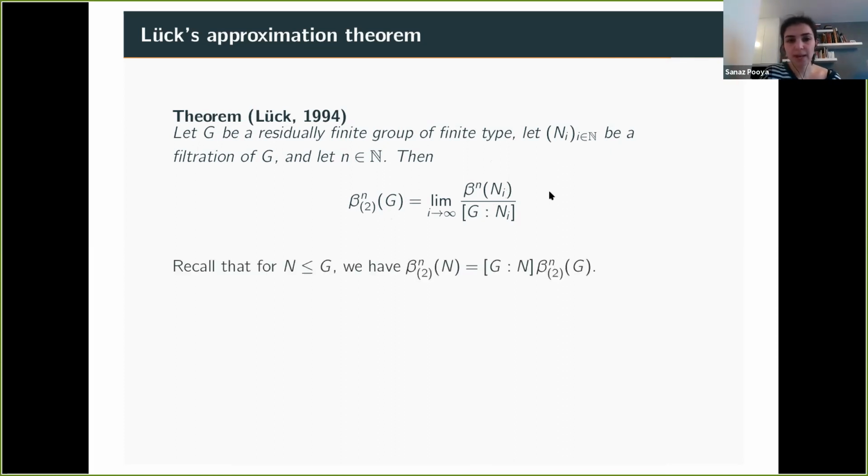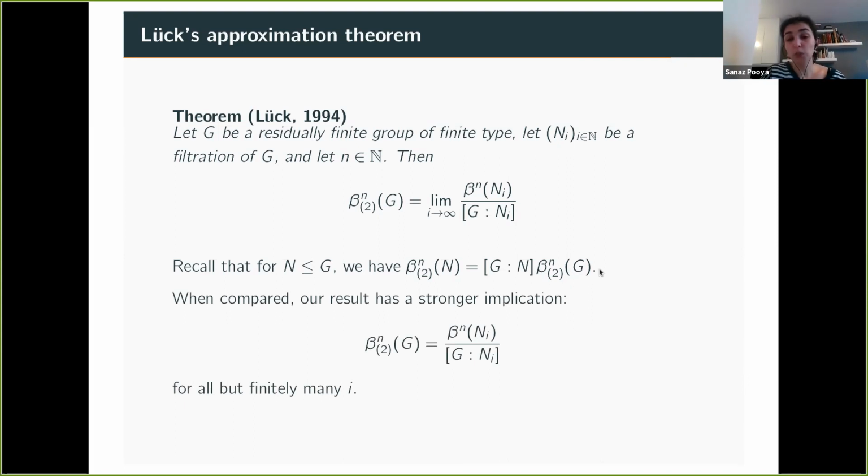All right. Now, a quick recall that if we have a subgroup N inside the group G, then the nth L²-Betti number of N is related to the one of G through this index. So the nth L²-Betti number of N equals the index times the nth L²-Betti number of G. So putting this together, or using this in order to translate our result to this setting, then when compared, we get right away an identity instead of this limit.